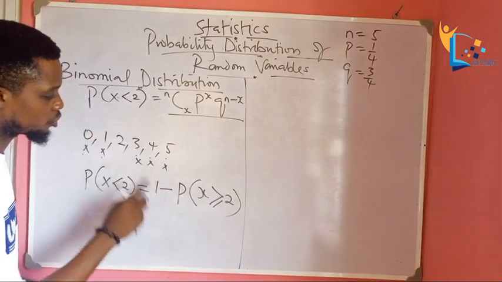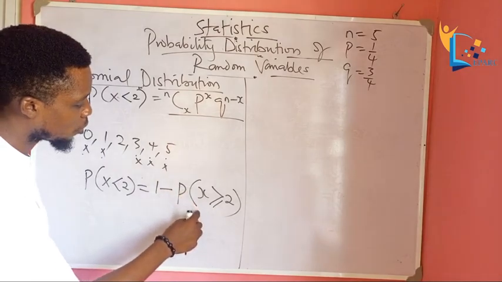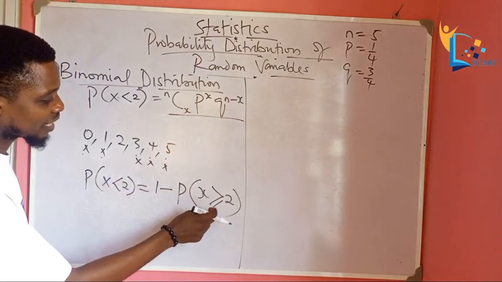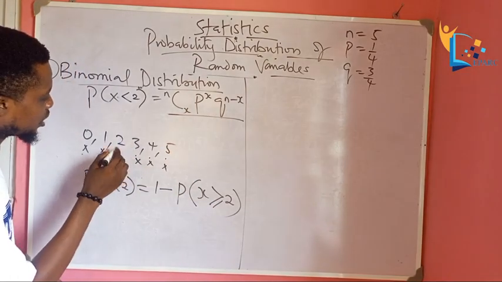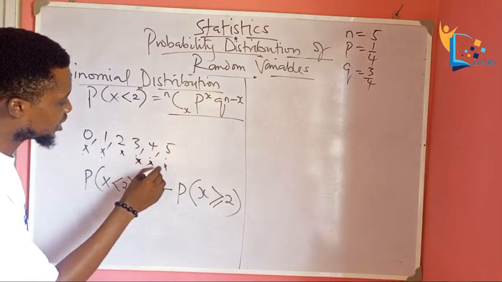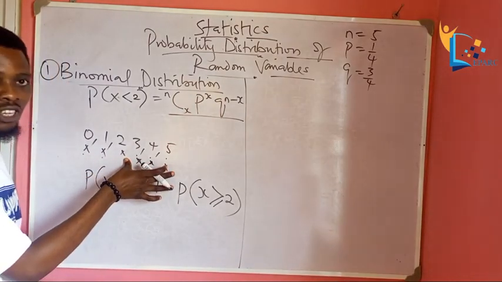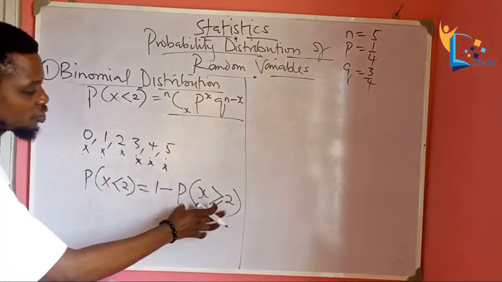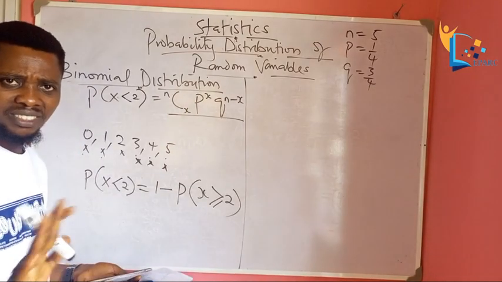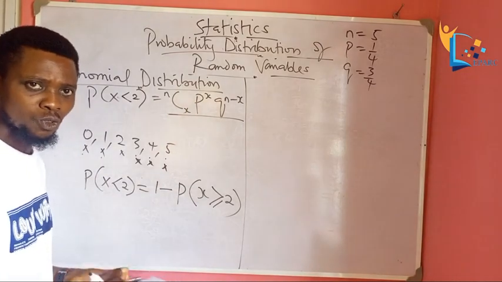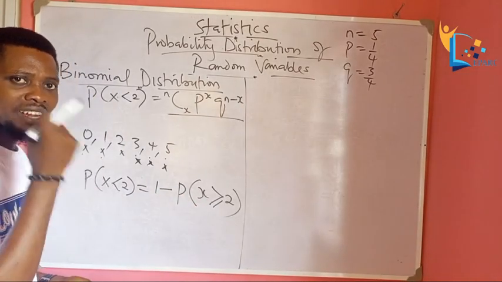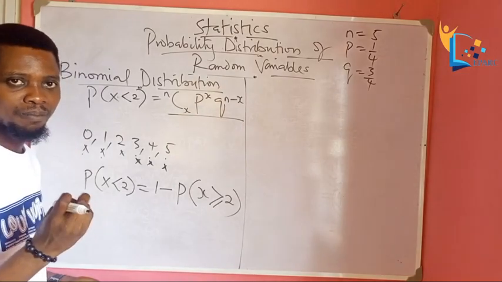Let me prove it to you. 1 minus P, open brackets, X greater than or equal to 2. Greater than or equal to 2 means that 2 is included, so we have 2, 3, 4, 5. So we have 4 computations to do, which is very big. Why not stick to the smaller one instead? I don't know if you understand it. Whichever one has fewer computations is the one you work with to save time.